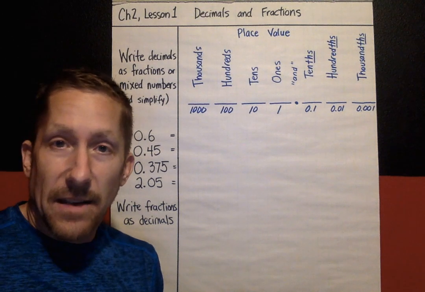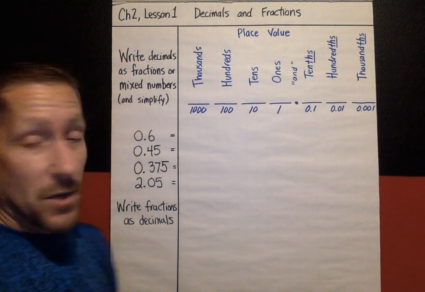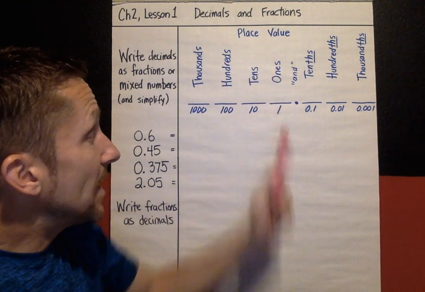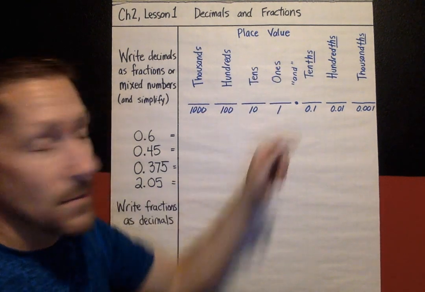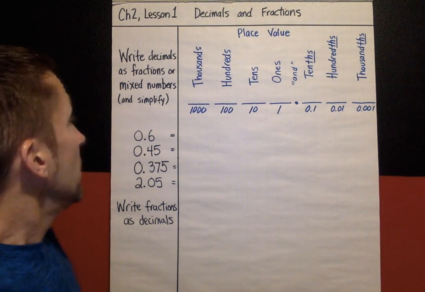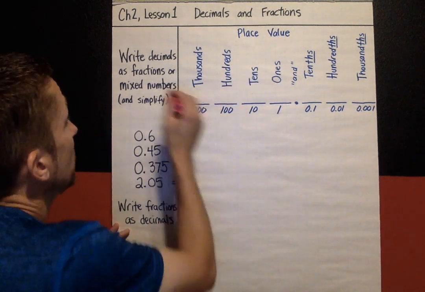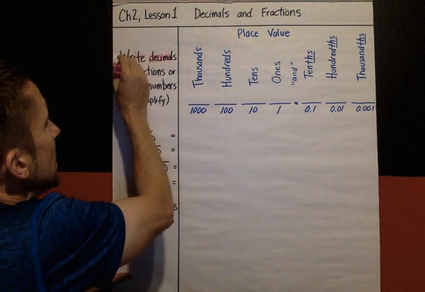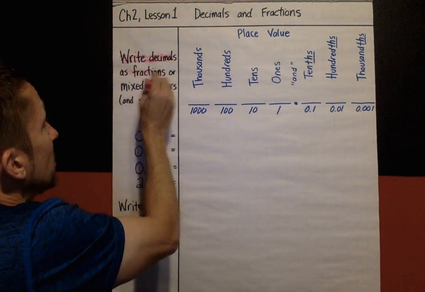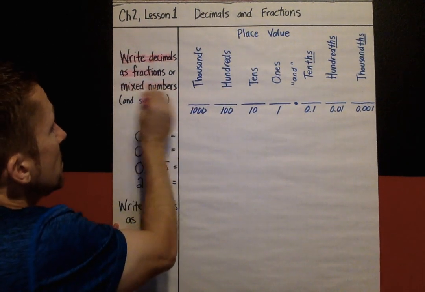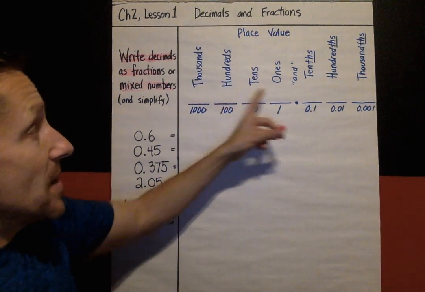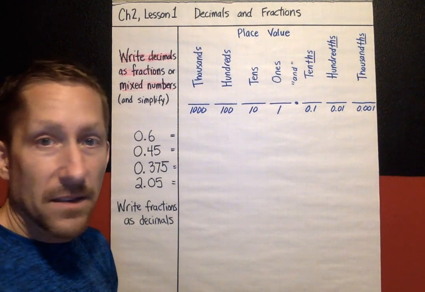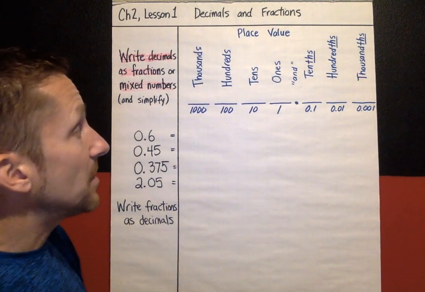I know that I've got a lot of stuff up here already, so you're probably going to have to pause it and catch up with creating this place value chart. You're going to need this as part of your notes, super important. This place value chart is what we're going to use for writing decimals as fractions or mixed numbers. Your strategy, if you're starting with a decimal and you're trying to change it into a fraction or a mixed number, is using a place value chart.